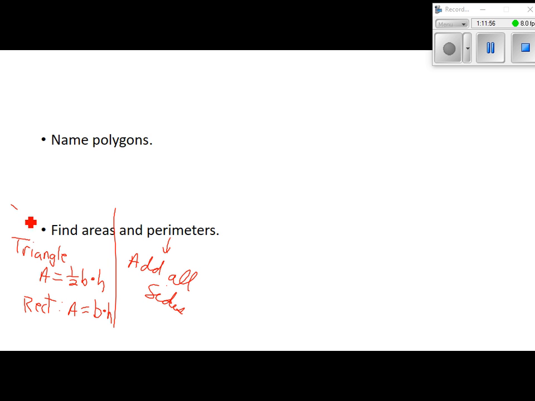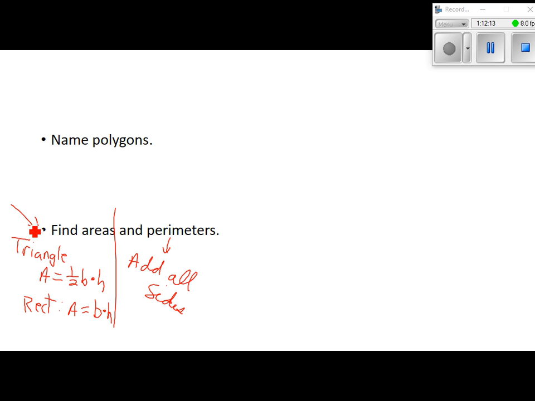Those are things, again, a lot of this stuff that you've seen in the past somewhere, and I'm hoping you remember it. It's not something that I should have had to teach you. Half base times height, you should have known. Length times width, or base times height for area of a rectangle, you should have known.